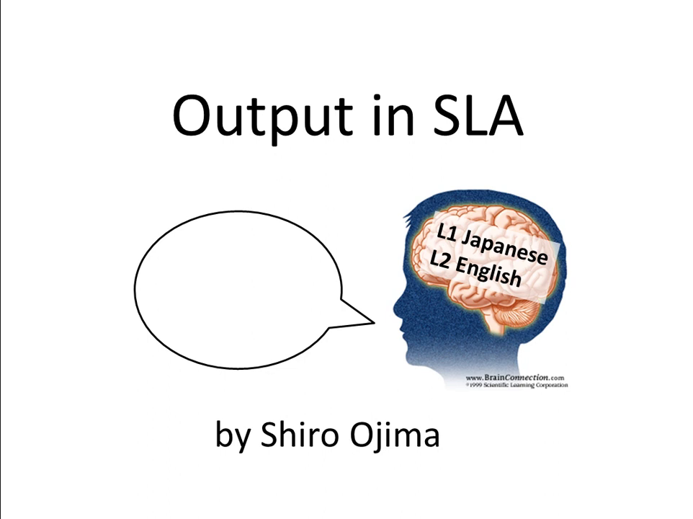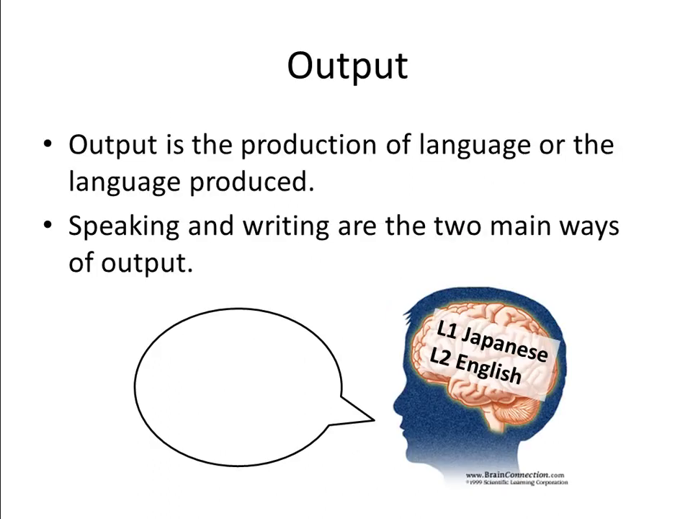Okay, let's begin. In this video, I'm going to talk about output in SLA. So, what is output? Output is the production of language or the language produced. It can mean these two things. When we say language production, we are talking about speaking and writing. So speaking and writing are the two main ways of output or production.